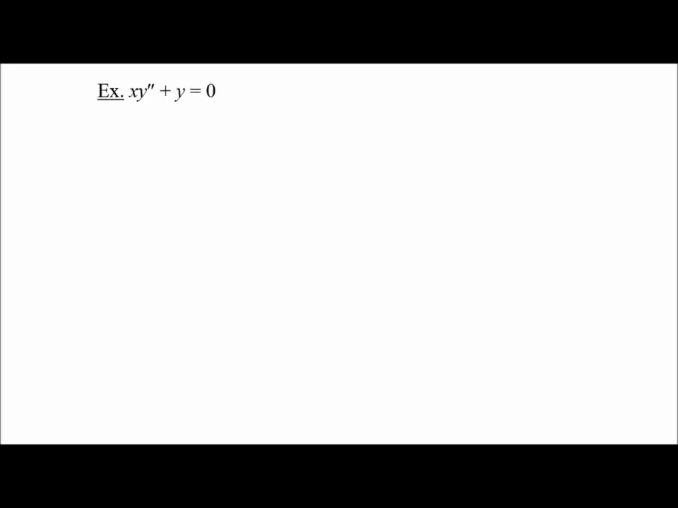Okay, let's try another one here. Let's solve this differential equation: x times y double prime plus y equals 0. Now, again, the directions for this would say find the first 3 terms of 2 series solutions centered at the regular singular point x equals 0. Again, it's going to spell it all out. It'll probably even say use the method of Frobenius. There's no mystery what to do here.